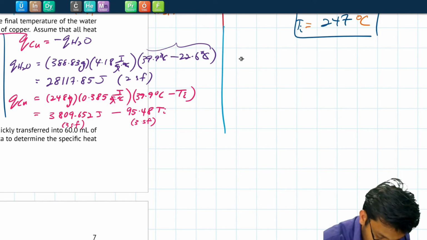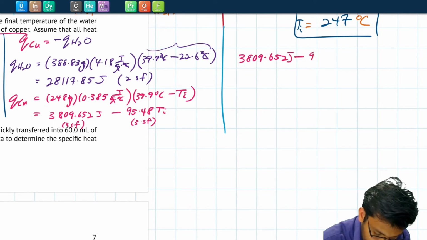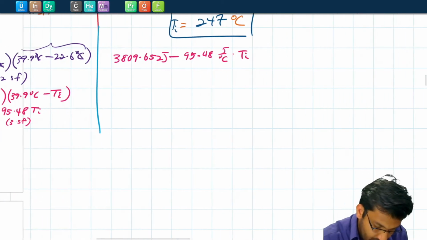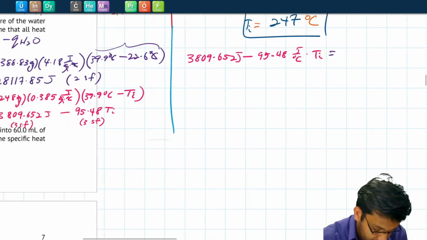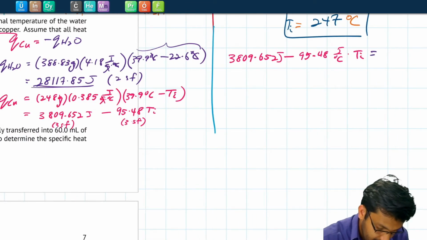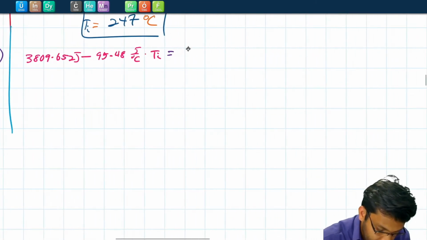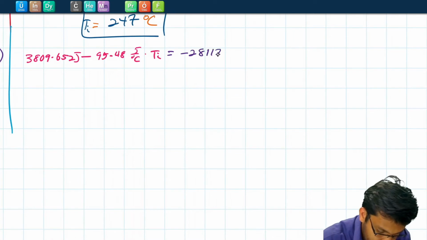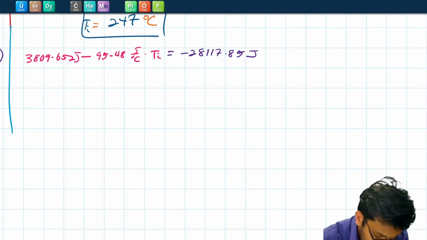Okay, now that we have that, let's set the two heats equal to the negative of each other. So the heat from copper, 3809.652 joules minus 95.48, that's joules over degree Celsius, times Ti. And that's all equal to negative the heat from the water. So negative this value. So that will be negative 28117.85 joules.